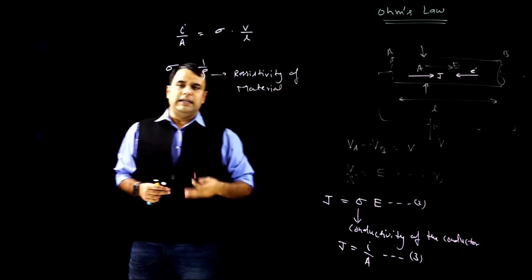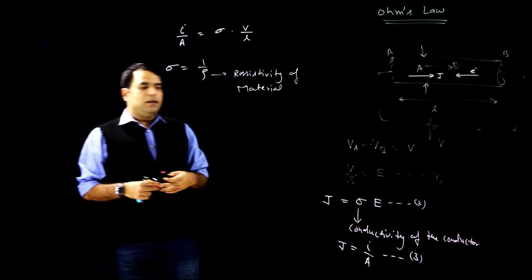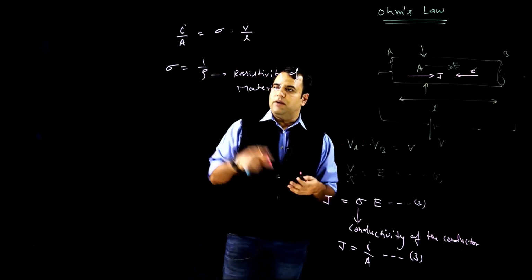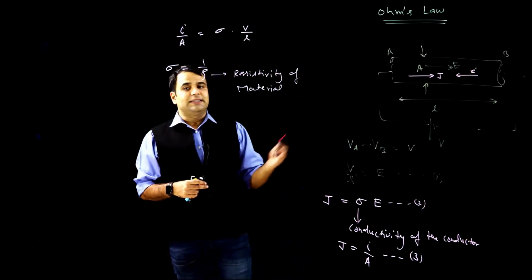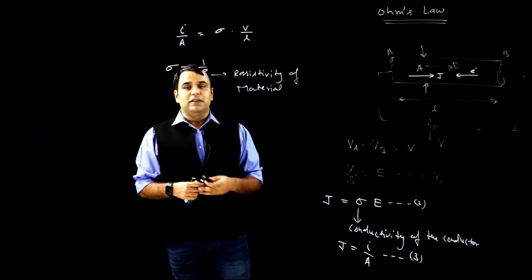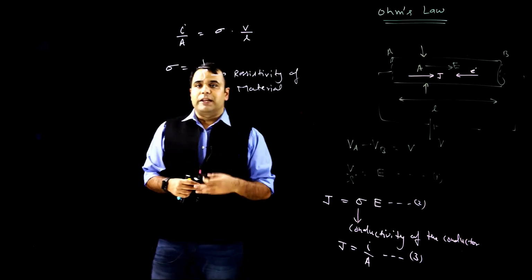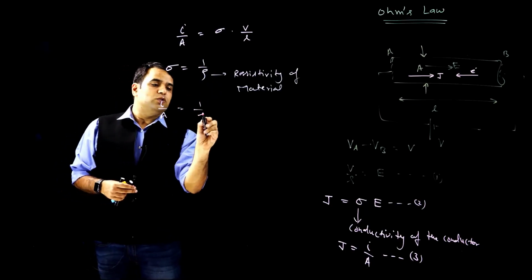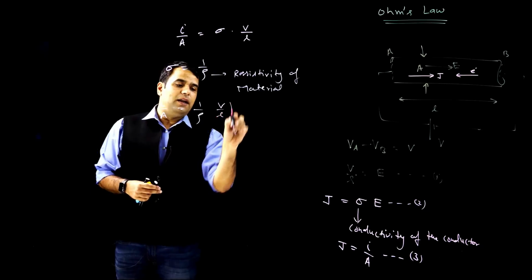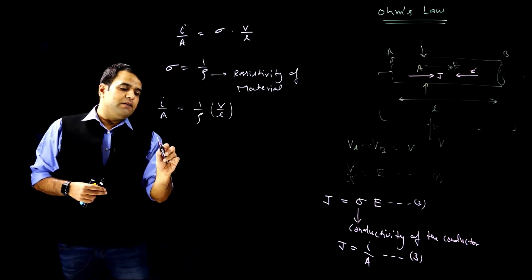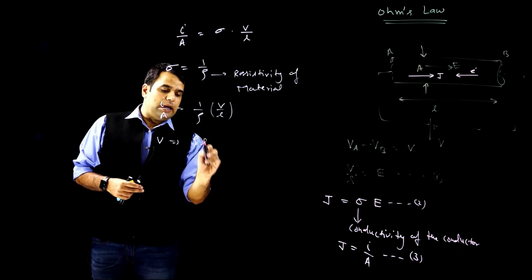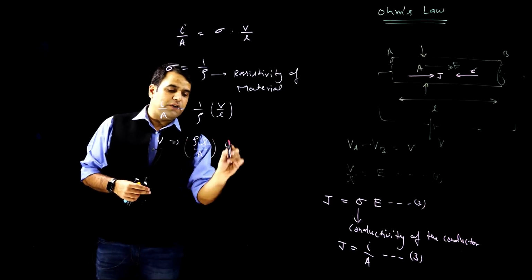It is reverse to the conductivity. From conductivity, we get how easy it will be for the electrons to move, and from resistivity, we get the resistance applied across the electrons so that they will not be able to move easily. So if we replace all these values, we'll get I by A is equal to 1 upon rho times V by L. Or we can say we'll get V is equal to rho L upon A times I.